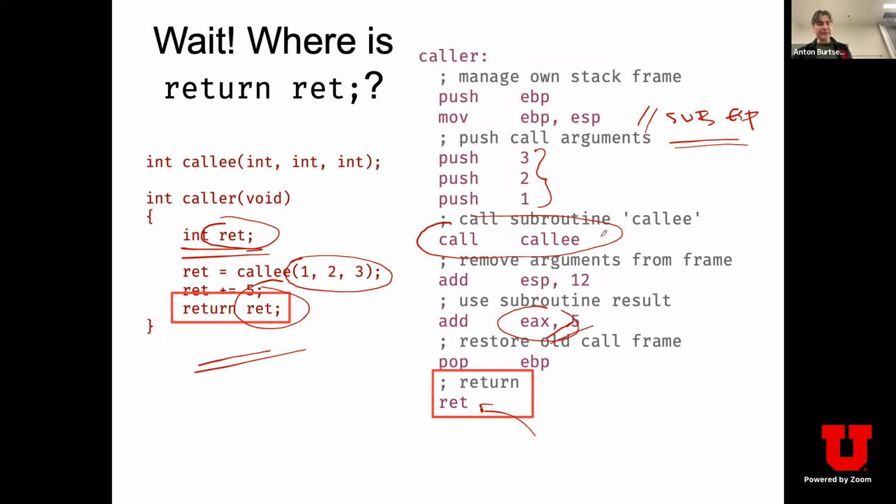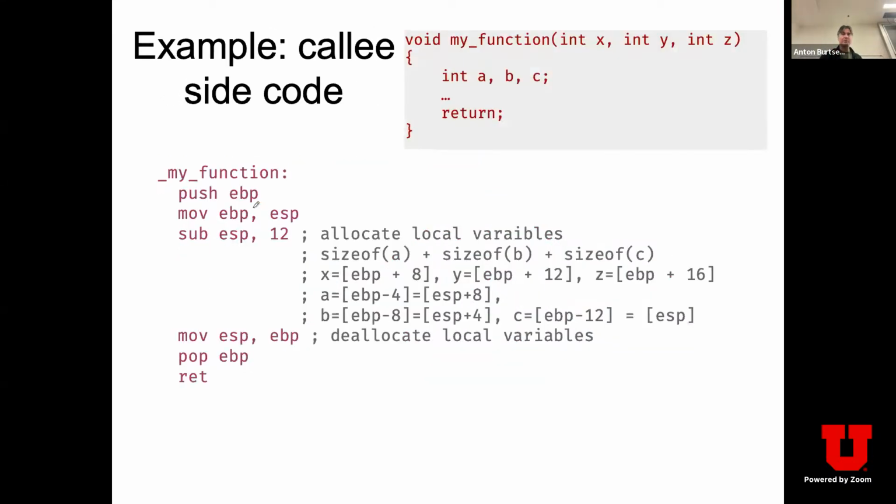Inside the callee, there will be code which essentially enters the callee function and does this prolog sequence as well. This is my example for the callee function. Maybe it's a little inconsistent because I call it my function, but it still has the same 3 arguments, X, Y, and Z, and also has 3 local variables, A, B, and C.